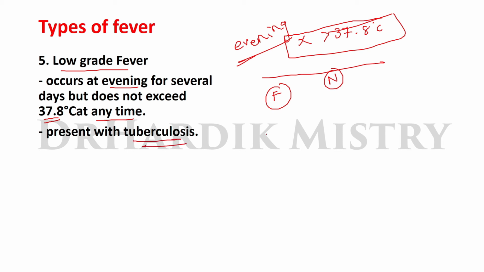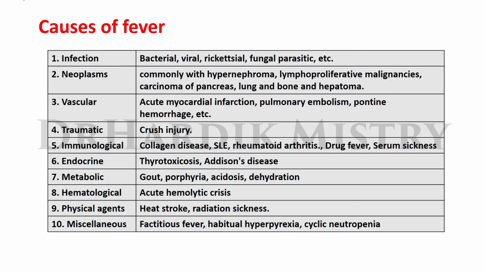So we covered 5 different types of fever. First one, continuous fever. Second one, remittent fever. Third one, intermittent fever. Fourth one, relapsing fever. And the fifth one, low grade fever. Now the causes of fever. Infection, that is due to bacterial, viral, rickettsial, fungal and parasitic infection.